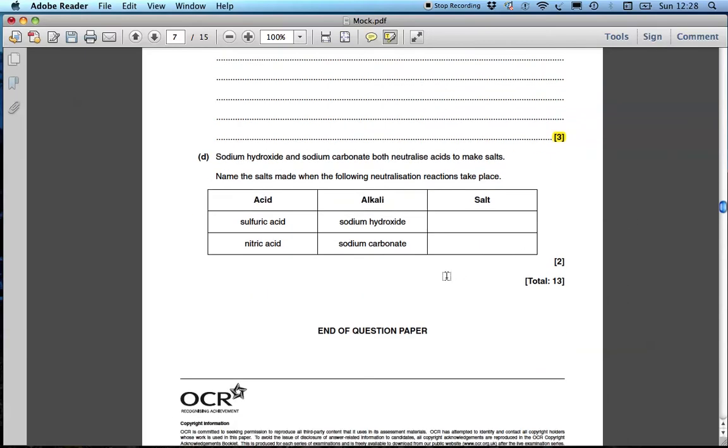Then part D, a neutralization reaction between an acid and an alkali. So acids, sulfuric acid, will always go to a sulfate. And so in this case, because we've got sodium hydroxide, that's going to go to sodium sulfate. And the other product in this case, which we weren't asked for, was water. Then another acid and an alkali. Again, it's sodium, but this time we're reacting with nitric acid, and that goes to nitrate. So your salt there was sodium nitrate. And that should have been a relatively easy 2 marks.